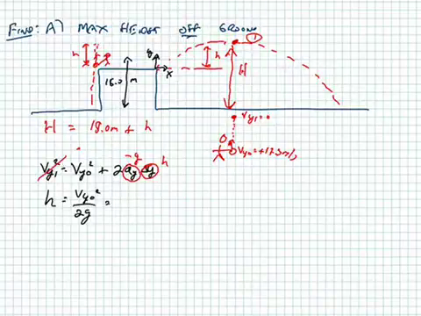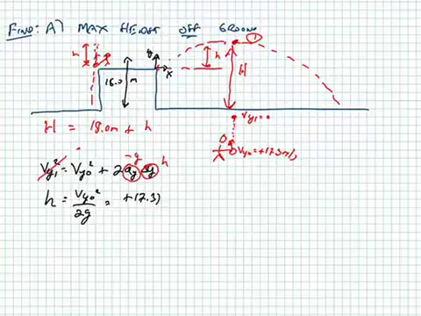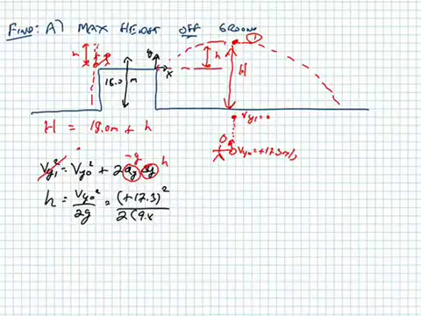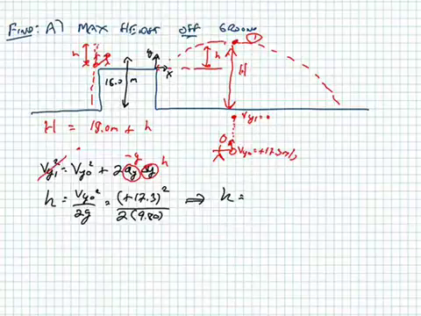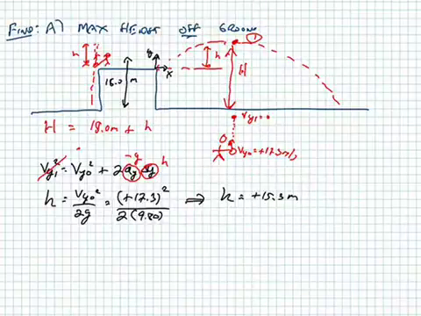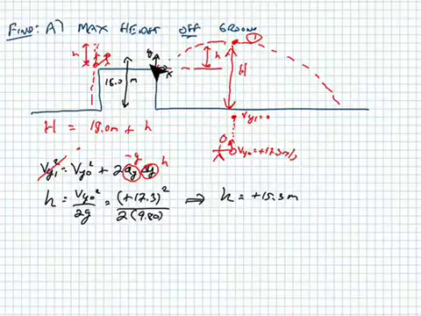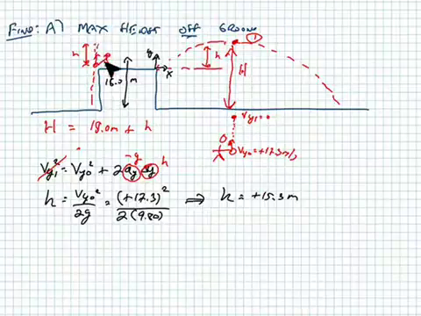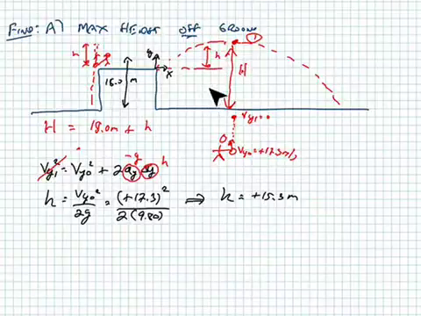So this is very similar to the last problem, where I find that h is equal to Vy naught squared over 2g. So Vy naught is plus 17.3 meters per second, quantity squared, divided by 2 times 9.8 meters per second squared. And so my little h is equal to plus 15.3 meters. Now again, if you look up at the drawing, this height that I calculated is just the height from where it was thrown to where it goes to its maximum height. So if I want the height off the ground, I'm going to have to add this 18 to this number.